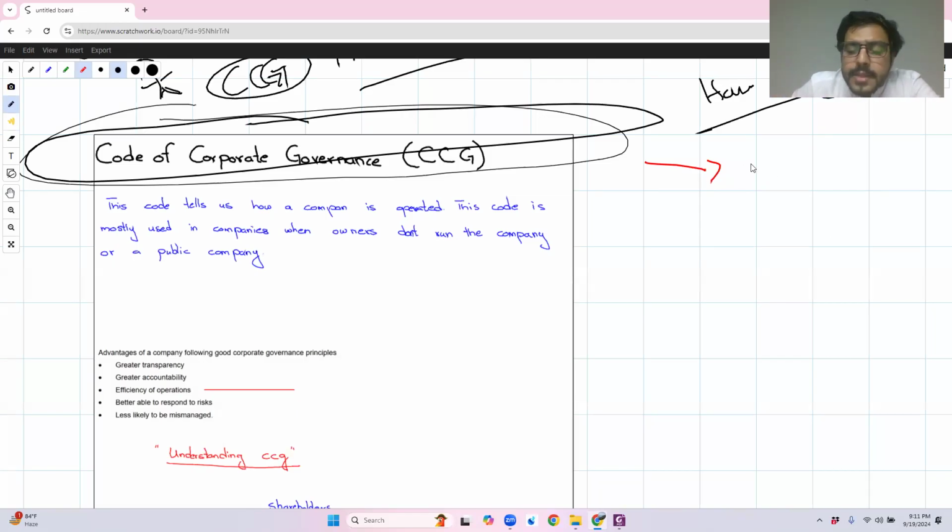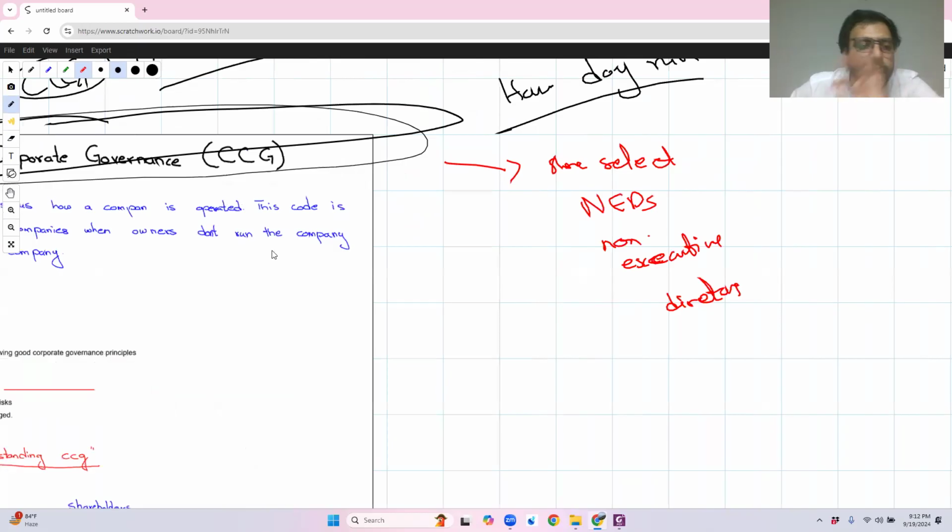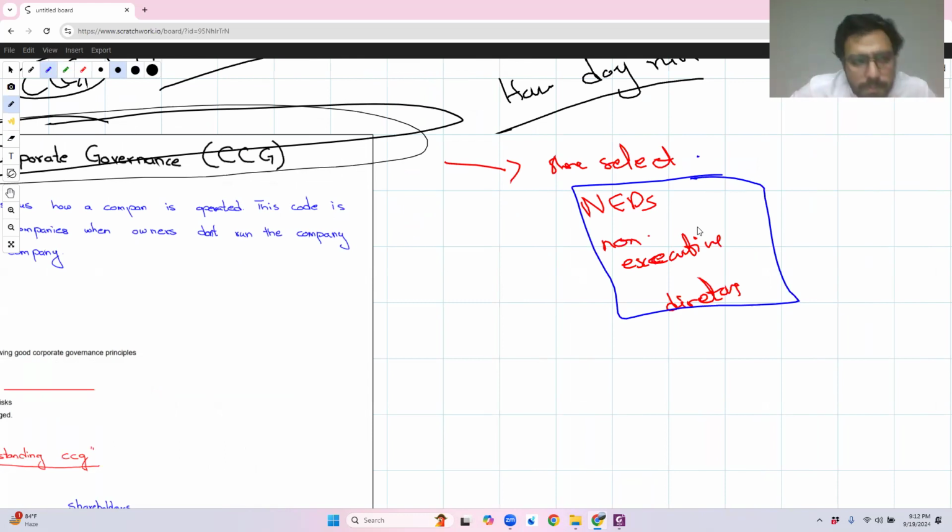And those people that the shareholders select, those are known as the NEDs, the non-executive directors of the company. These non-executive directors have been selected and hired by the shareholders to run their company specifically. That is their only job.